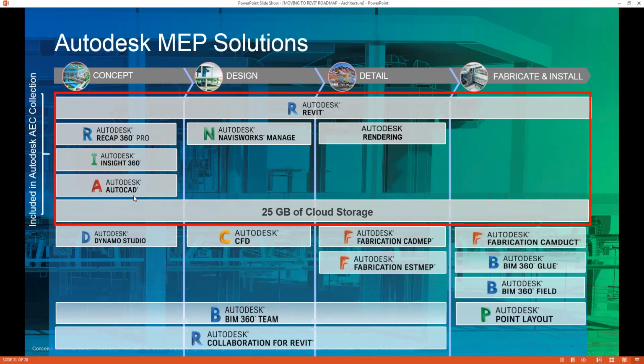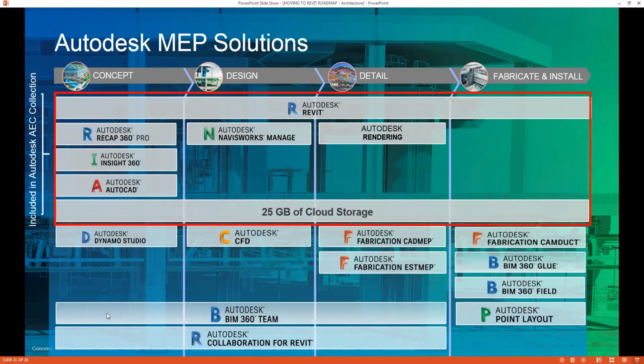AutoCAD is also useful in this stage. And then we have, outside the AEC collection, opportunities for you to make extra sales. Anything outside this red is an opportunity. Autodesk Dynamo Studio helps to automate some of these processes so that they're not spending so much time in repetitive tasks. 360 Team helps to connect them.